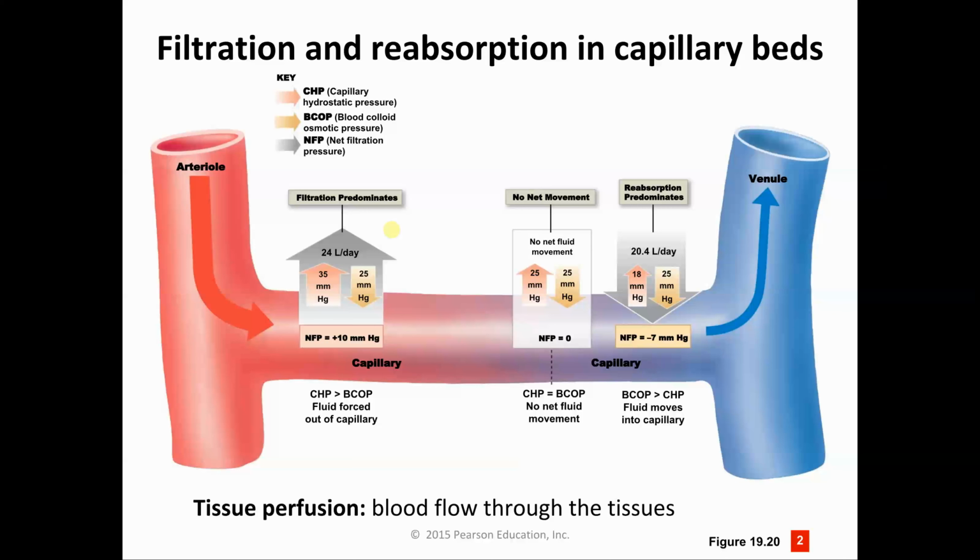Okay. So then, as we lose fluids and solutes, we drop in pressure. If the capillary hydrostatic pressure and the blood colloid osmotic pressure are equal, there's no net fluid movement. That doesn't mean there's no movement. It means there's just the same amount out and in. Okay? And then once we get to the end here, we start to reabsorb water and solutes. So the pressure gets low enough that the blood colloid osmotic pressure is now more than the capillary hydrostatic pressure, and fluid moves back into the capillaries.